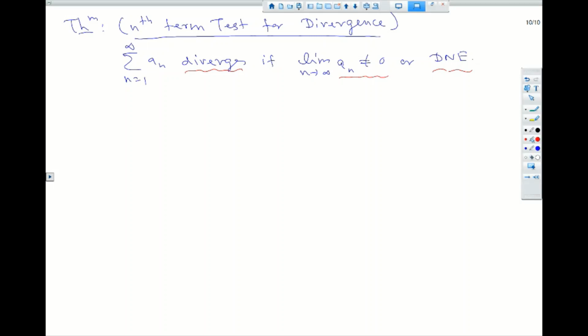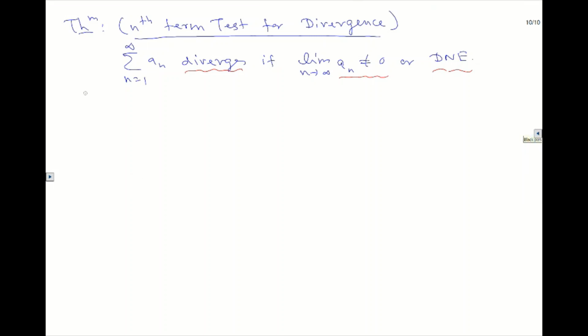So in a problem, what we need to do is, you only need to check the limit of the nth term. So we just take the limit, that's it, and that tells you whether it diverges or not. But it doesn't say anything about the convergence.